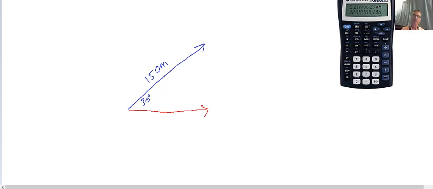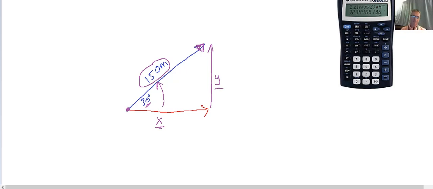Okay, and in order to deal with this in physics, I need to break this up into my x component down here and my y component over here. Notice that I started out at this point right here and I ended up at this point right here. So we need to break up the 150 meters, this vector at 30 degrees, which is 30 degrees north of east, into an x component and a y component.